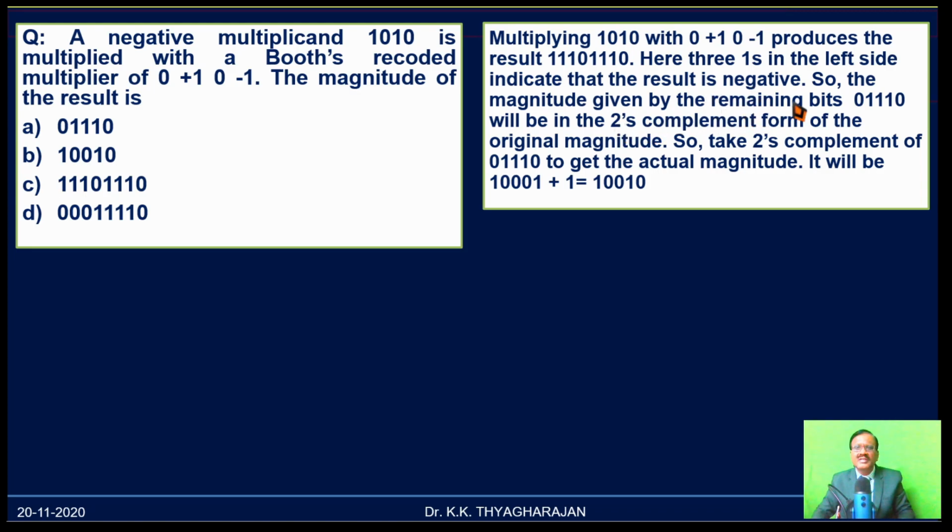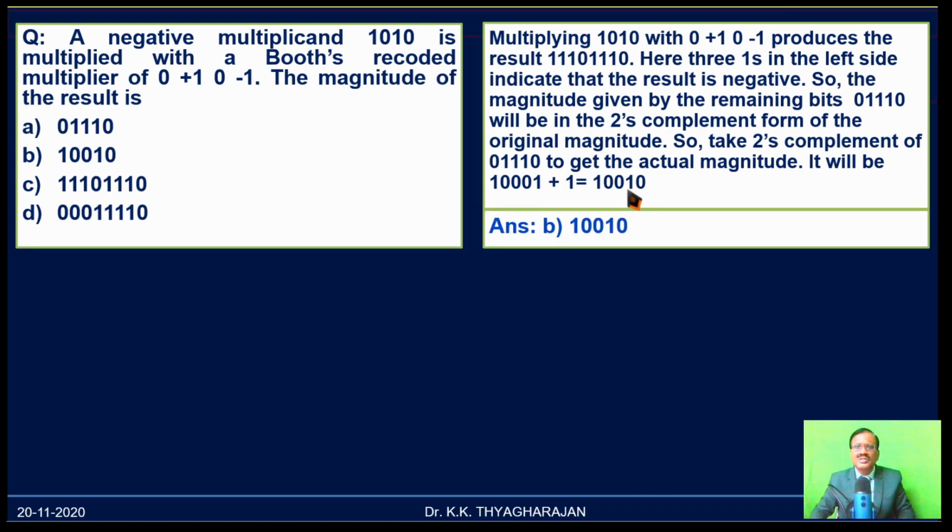Here 3 ones on the left side indicate that the result is negative. So the magnitude is given by the remaining bits 0, 1, 1, 1, 0. And this will be in 2's complement form of the original magnitude. So this magnitude is not the original magnitude, it is in 2's complement form. So you have to take 2's complement of 0, 1, 1, 1, 0 to get the actual magnitude. Instead of 1, you will get 0 here, 3 zeros. Then instead of this 0, you will get 1. Now you add 1. You will get 1 0 0 1 0. The answer is 1 0 0 1 0.